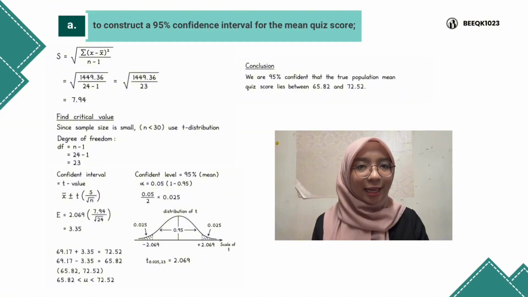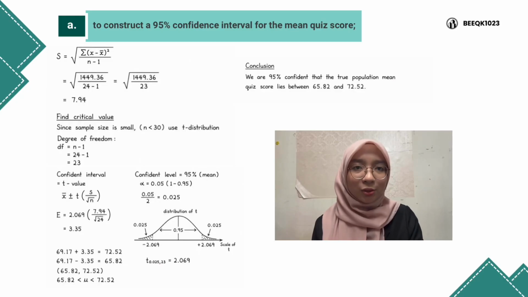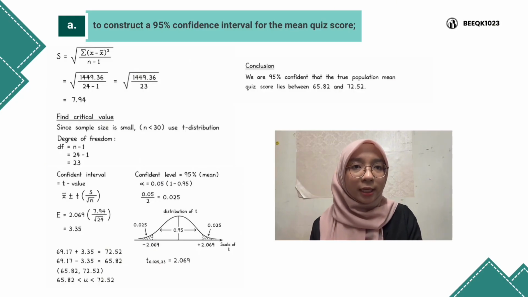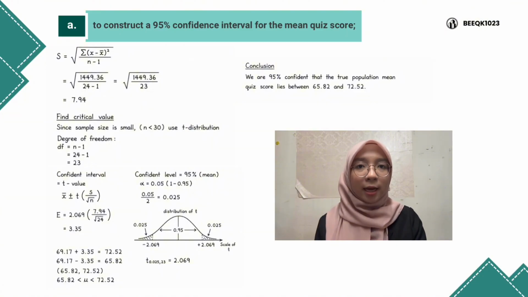Next, we calculate the sample standard deviation. Using the sample standard deviation formula, we obtain S equals 7.94. This value indicates the amount of variation in students' quiz scores around the sample mean. Since our sample size is 24 students, which is less than 30, we use the t-distribution instead of the normal distribution. The degrees of freedom is calculated as n minus 1 equals 24 minus 1, which is 23.